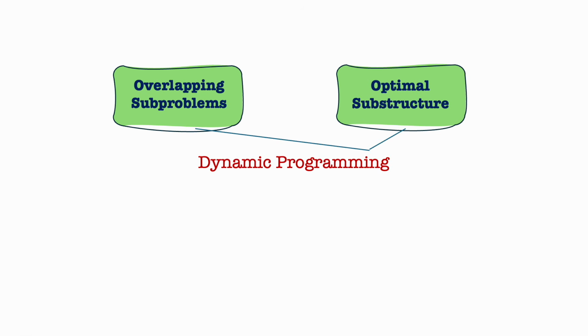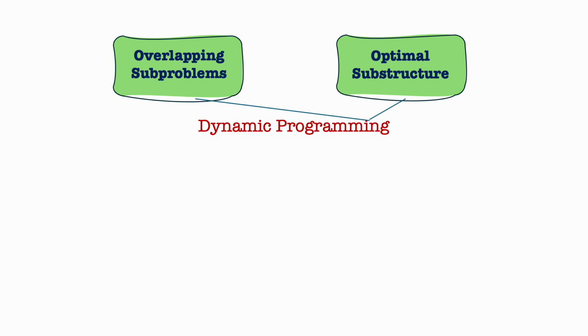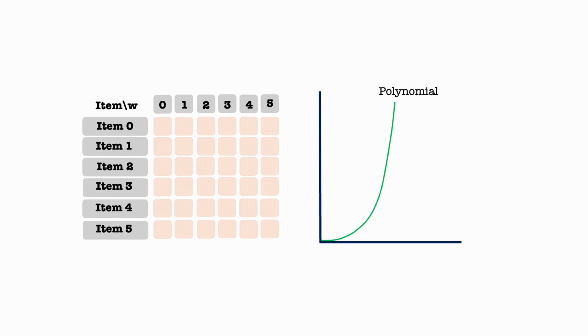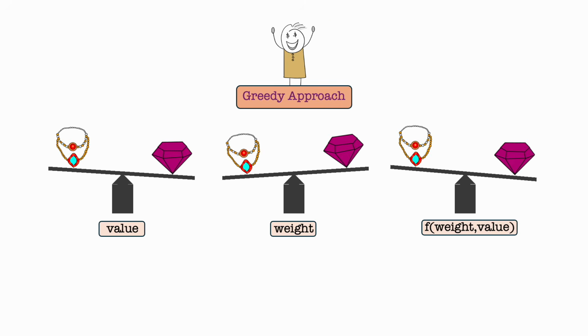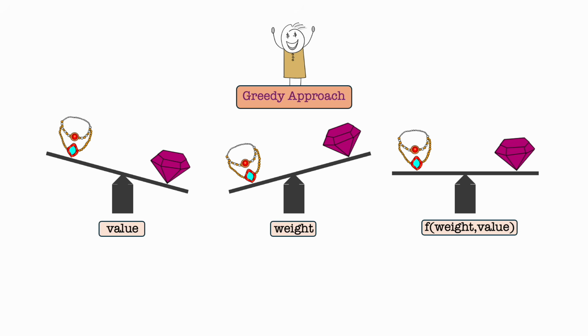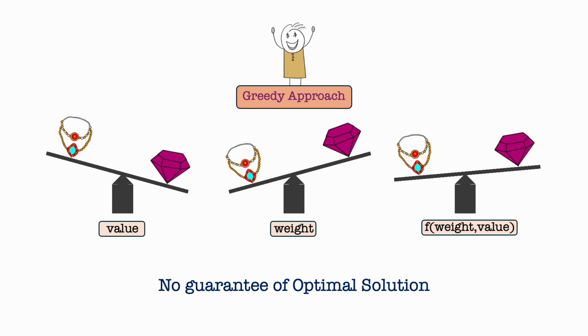Dynamic programming comes to the rescue. It gives us a way to solve the problem more efficiently. But in reality, it's pseudo polynomial, not truly polynomial. Along the way, we learn the greedy approach too, where it works and where it fails.